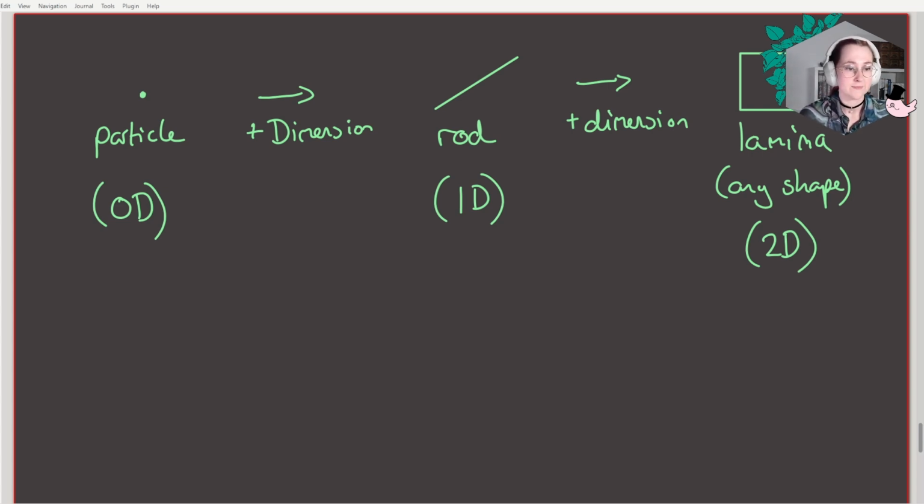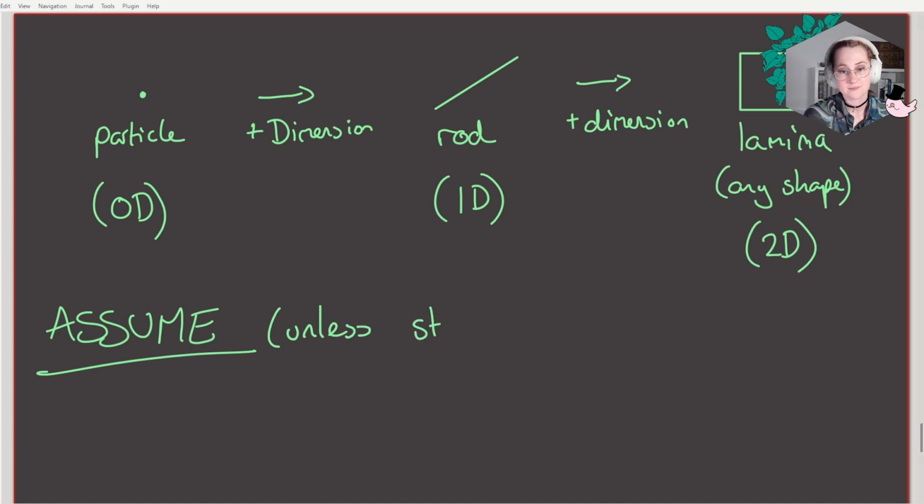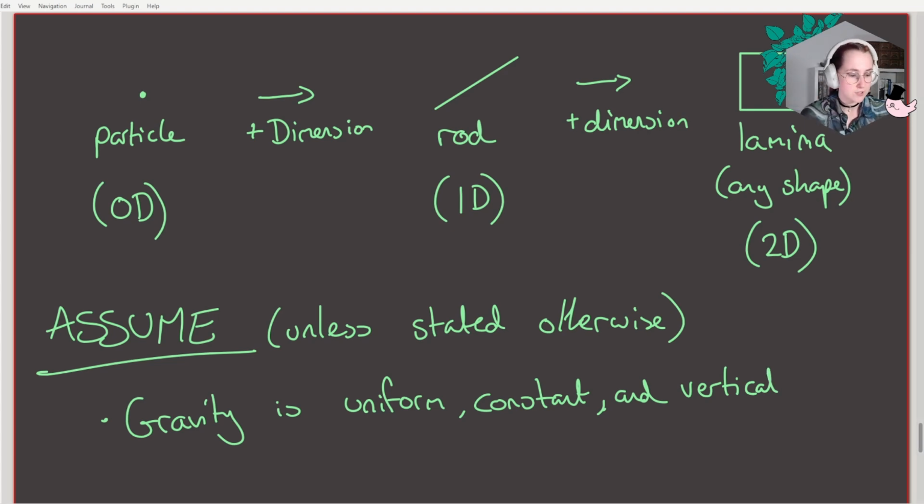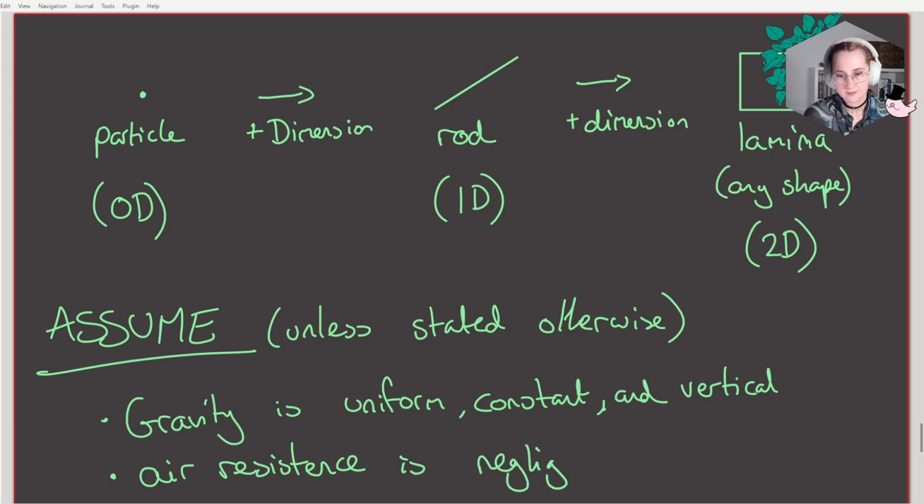And then the final ones, assume. We tend to always assume, unless stated otherwise, because you've always got to have a caveat that gravity is uniform, constant, and vertical. But it can move up or down, so it's not always downwards, just to make it snazzy. And air resistance is negligible. Again, unless stated otherwise. So unless you're looking at a problem that has drag or air resistance in it, it's basically not there.